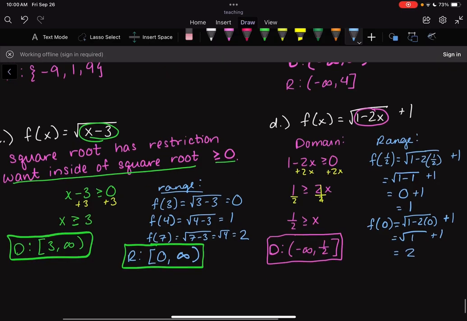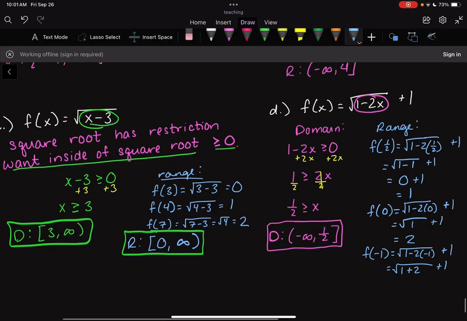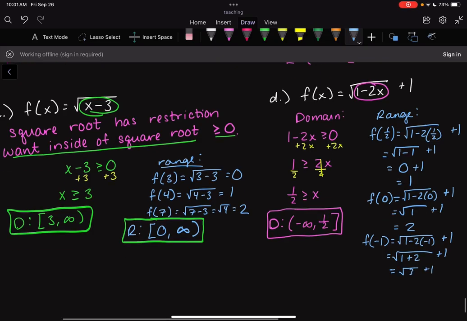Okay, so it's looking like I'm getting bigger. If you need to see another one, plug in another one. Let's do -1. So I get square root of 1 minus 2 times -1, plus 1. So this will give me square root of 1 plus 2, plus 1. So I get square root of 3 plus 1. That is going to be bigger than 2. So for my range, I'm seeing that my smallest number was 1, and then I just keep getting bigger and bigger. So this is 1 to infinity for the range.